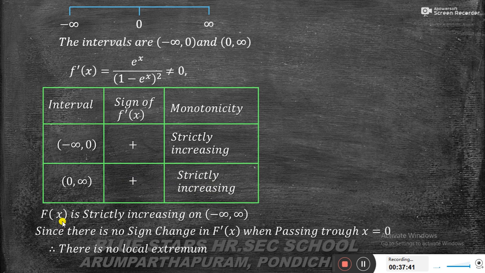So small f of x is strictly increasing on minus infinity comma plus infinity, so both intervals are strictly increasing. Since there is no sign change in f dash of x when passing through x equal to 0, as you can see in this table, there is no alternate minus sign. No sign change means no local extremum. Only a sign change gives a local extremum, so I represent here that there is no local extremum.